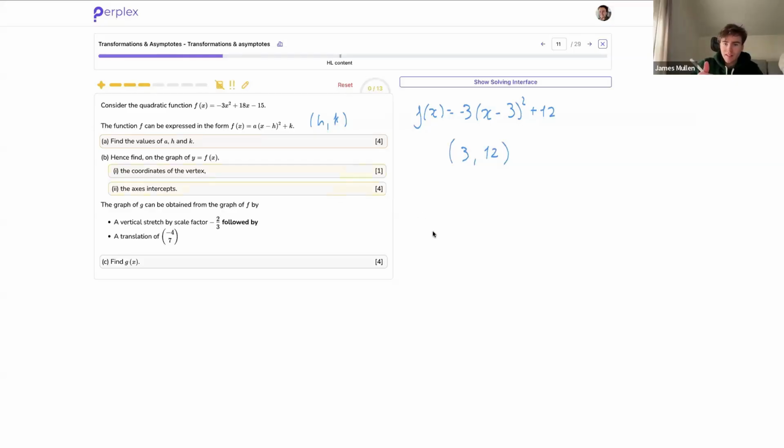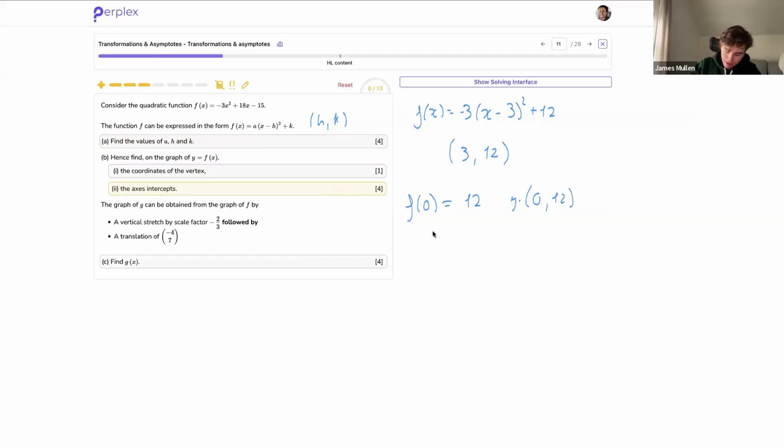And now we're trying to find the axes intercepts. All right, axes intercepts. One of them is the y-intercept, f(0). That just gives me 12. So I'm going to put (0, 12). That's one axis intercept, and just to make it clear, it's the y-intercept.